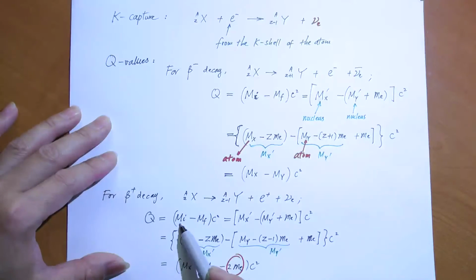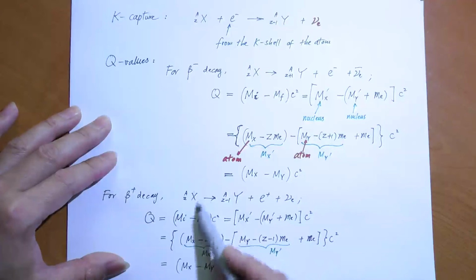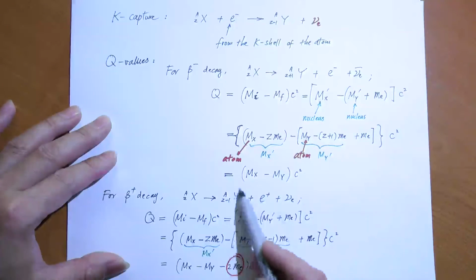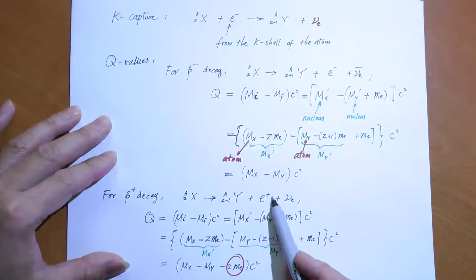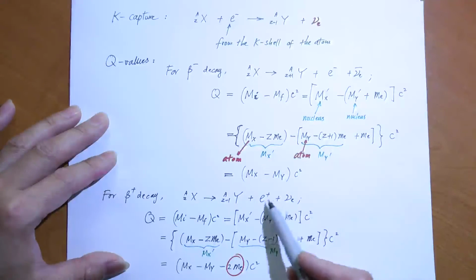Okay, again, it's initial mass minus final mass. Initial mass is the nucleus of this guy. Final mass is the nucleus of that guy plus the mass of the electron, which is the same as the mass of the positron, which is the same mass as the electron.